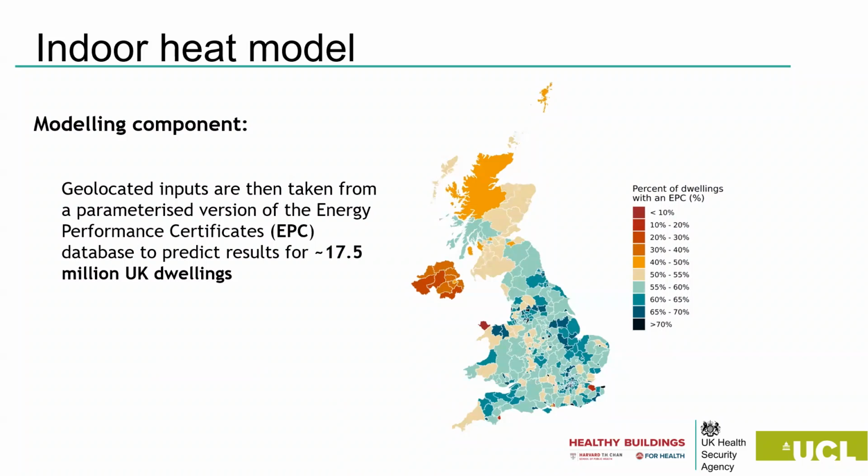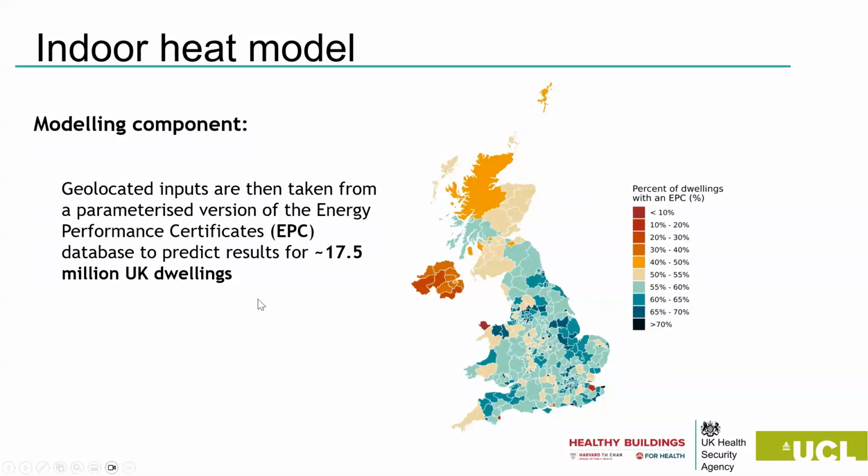So for that, we use the Energy Performance Certificate Register, which is spatially mapped data. So this is how many dwellings we got in the end. We had 17.5 million UK dwellings. You can see that the blue colour means the local authorities had quite a high percent of dwellings with an EPC. The reddy orange means they didn't. So you can see that England is generally better represented, but some of the rural areas are less so, as you probably expect, where there's less residential mobility.